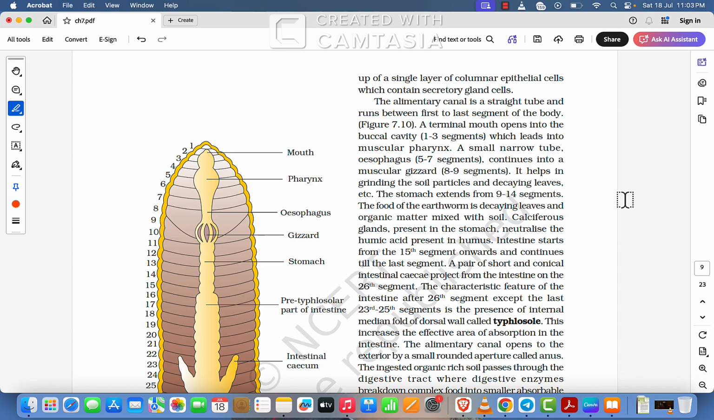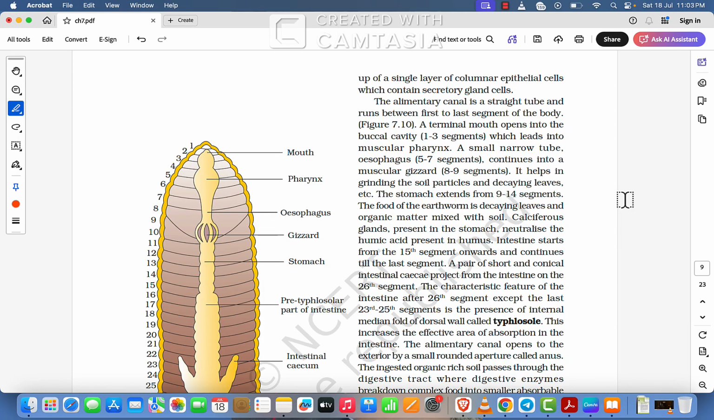A terminal mouth opens into the buccal cavity, segments 1 to 3, which leads into the muscular pharynx. A small narrow tube, the esophagus, segments 5 to 7, continues into a muscular gizzard, segments 8 to 9. It helps in grinding the soil particles and decaying leaves, etc. The stomach extends from 9 to 14 segments. The food of the earthworm is decaying leaves and organic matter mixed with soil. Calciferous glands present in the stomach neutralize the humic acid present in humus.